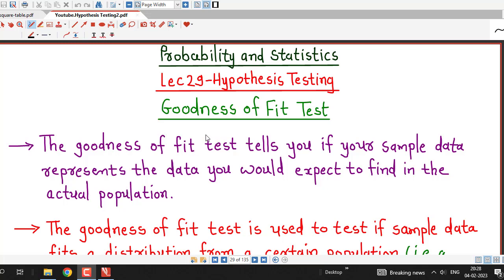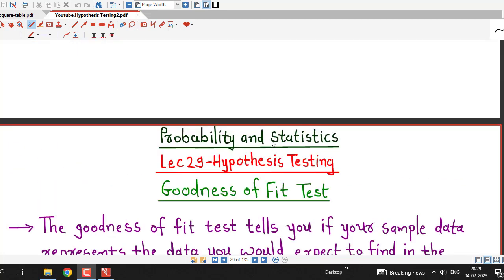Hello friends, I welcome you to lecture number 29 on hypothesis testing. In this lecture we are going to take an introduction to the goodness of fit test. So what is the role of the goodness of fit test?